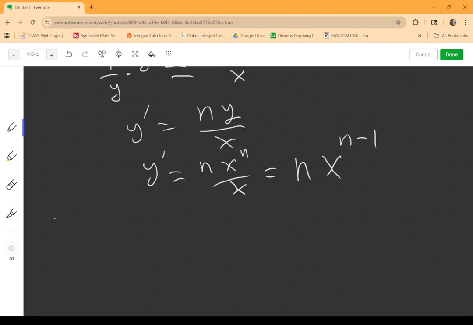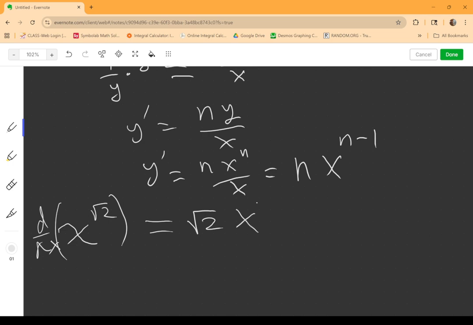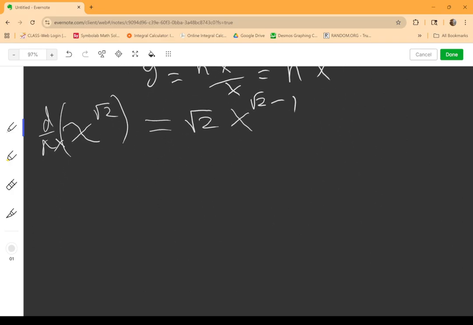So now this allows for a way to take the derivative of something like this if you needed to. The general power rule for any real number is: bring the power, which is root 2, down in front, and then take the exponent and subtract it by 1. So we get something like this. Okay, so that is the power rule for any real number.